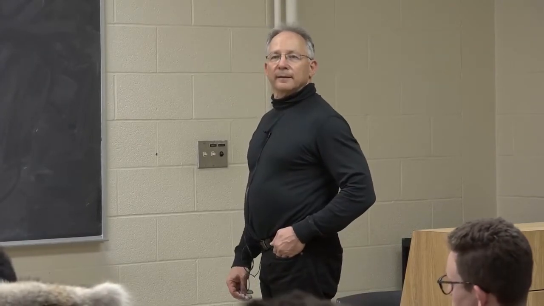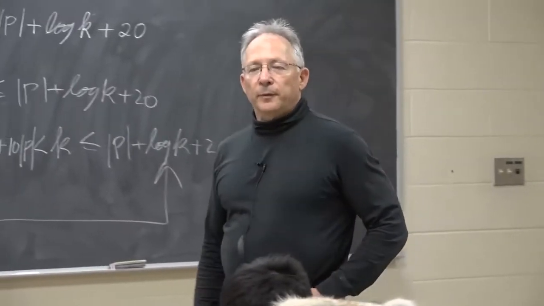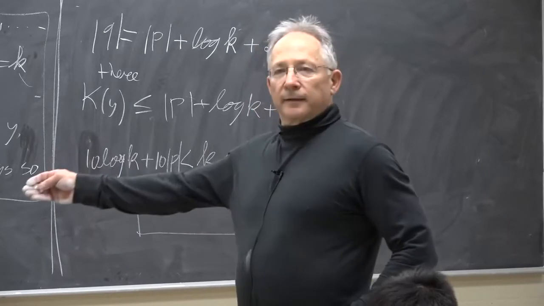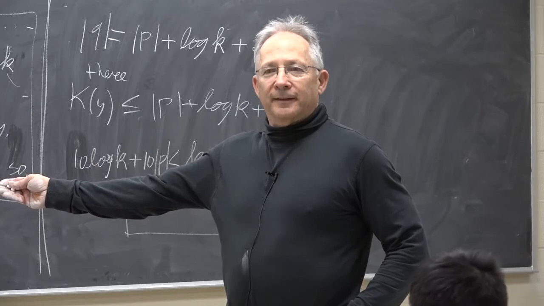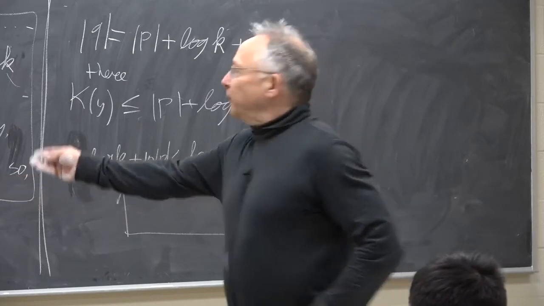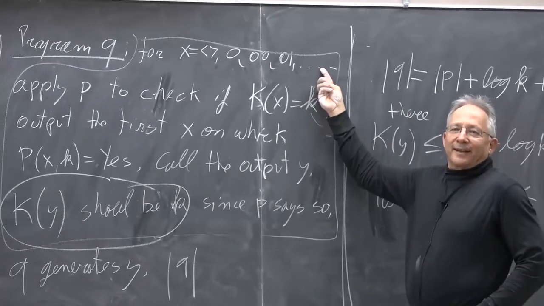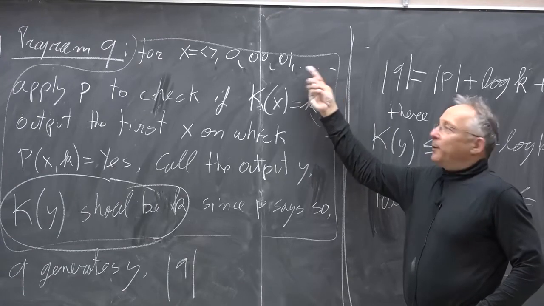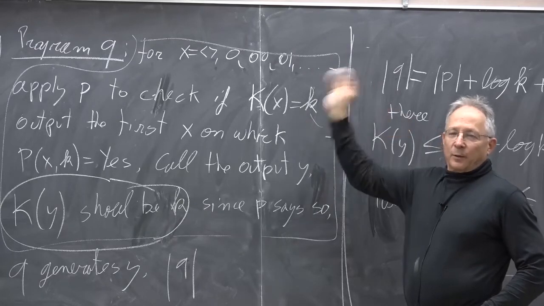What if P of x, k never says yes? Oh, there is one, because we know that most of the strings of length k have complexity k. That's what we showed before. So we don't even know how long we should run. Once we get to strings of length k, most of them have complexity k. Once we get to length k plus 3, most of them have complexity k. So we will find many of those.